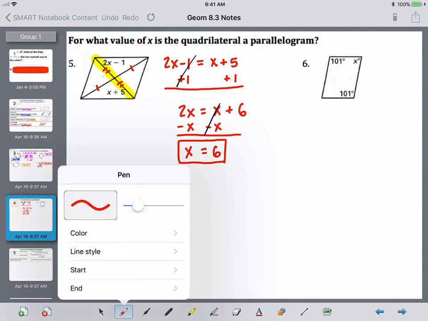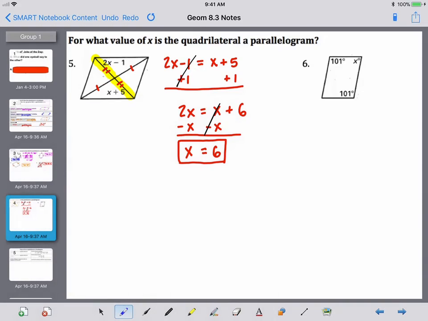Okay, in our next example, we have, again, a quadrilateral, and we're trying to prove that it's a parallelogram. Well, I have one pair of opposite angles that are congruent. I need to show that both pairs are. So I'm going to take 360 degrees and subtract those two 101 angles. And if I do that, that's 360 minus 202, which is 158.